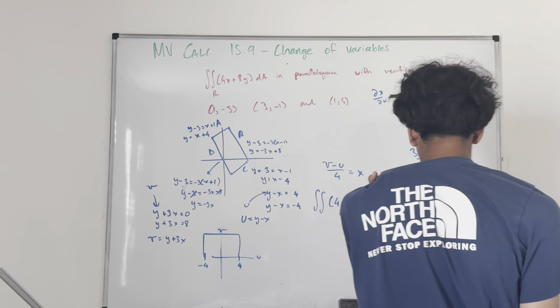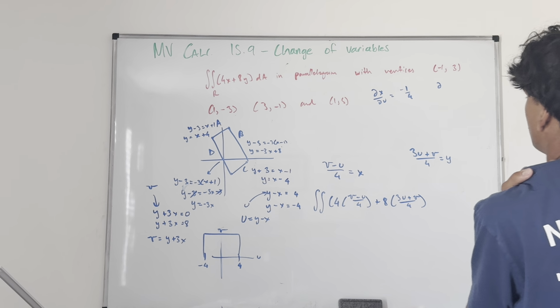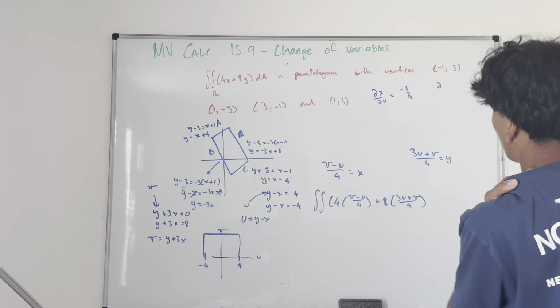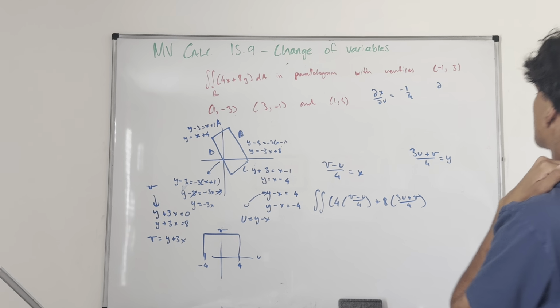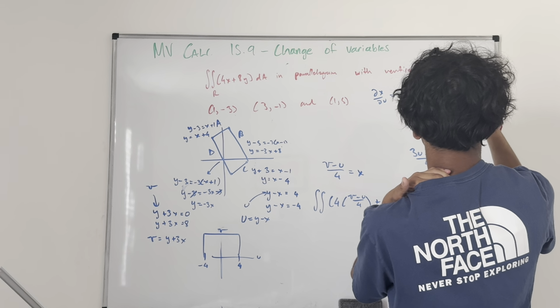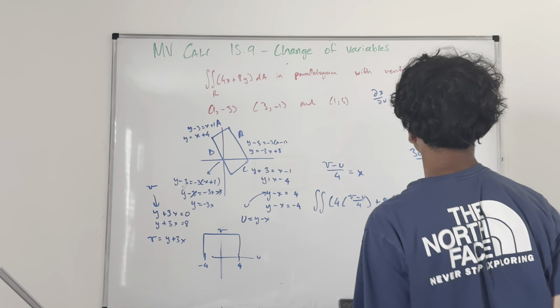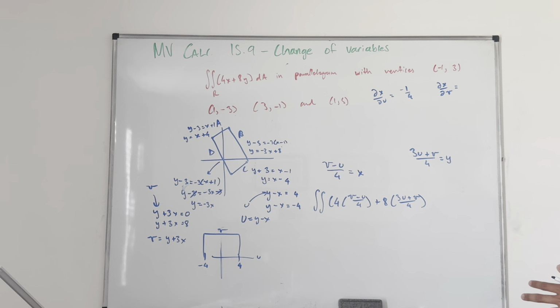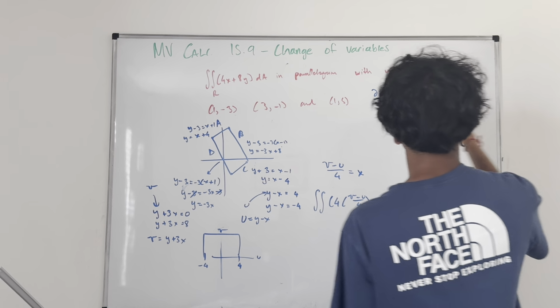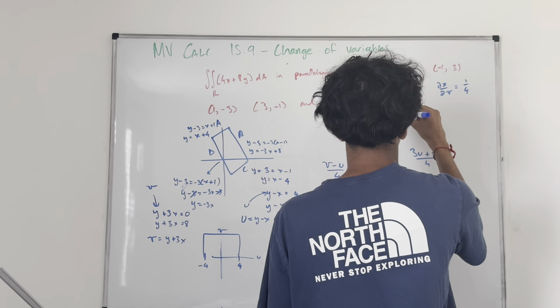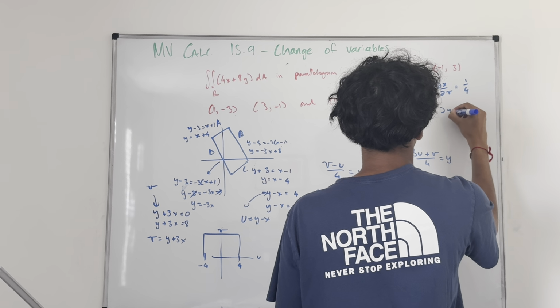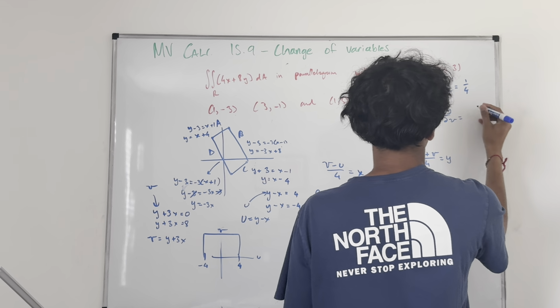Sorry, wait. Partial x partial v, I don't know why I just blanked on that, is equal to 1/4. Partial y partial u is equal to 3/4. Partial y partial v is equal to 1/4.